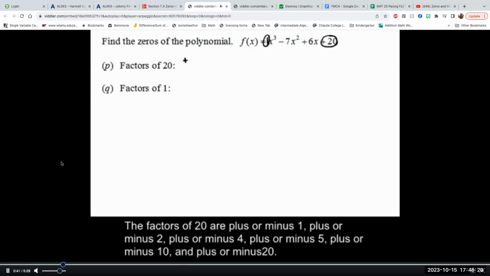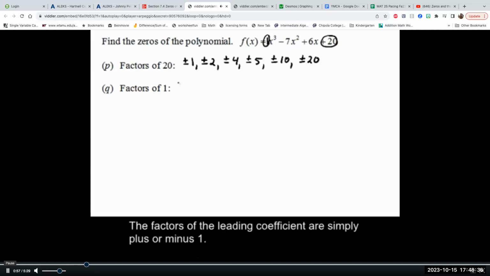Factors of 20 are plus or minus 1, plus or minus 2, plus or minus 4, plus or minus 5, plus or minus 10, and plus or minus 20. Again, these are all the numbers you could divide into 20. So these are all the numbers, the positive and negatives, that go into 20. And we're going to do the same thing for the leading coefficient, but that's easy. The leading coefficient is simply plus or minus 1.